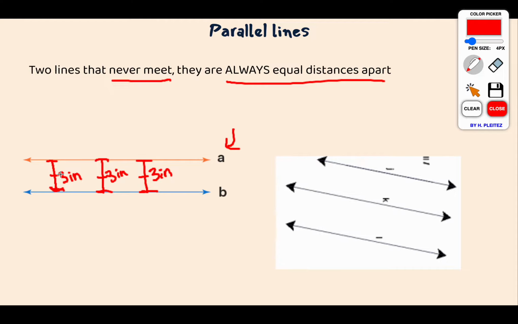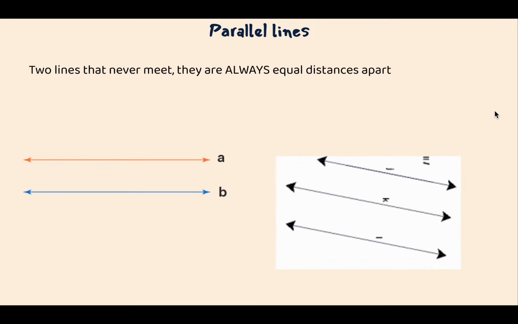Now the same thing holds, you can have more than two parallel lines, like in this example here. If these two lines are parallel, I know that if I measure the distance from any point, they have to be the same, and then separately, these distances would have to be congruent to one another as well.